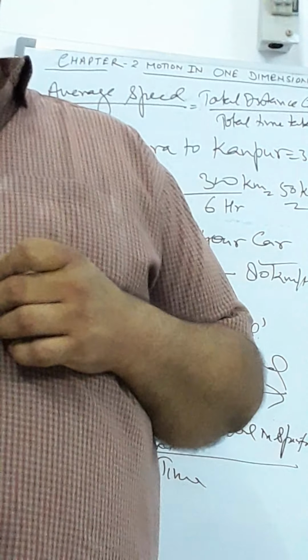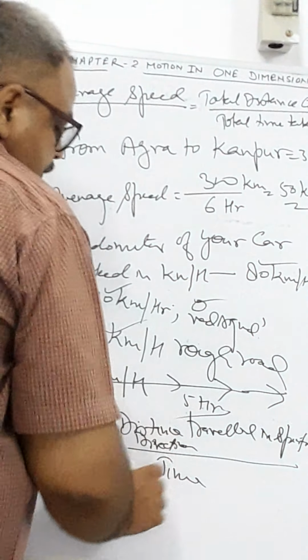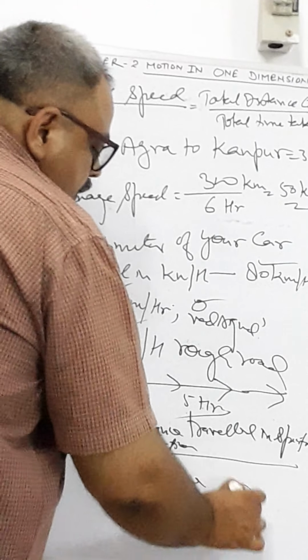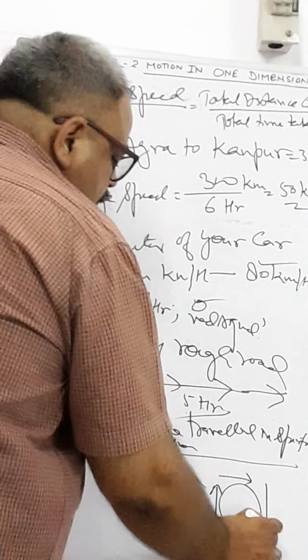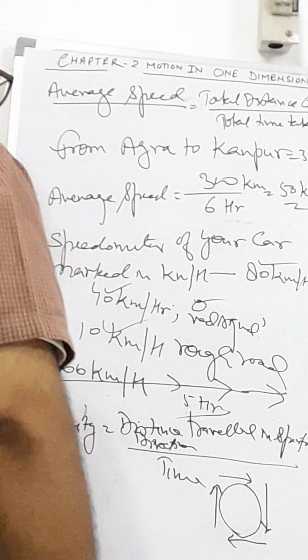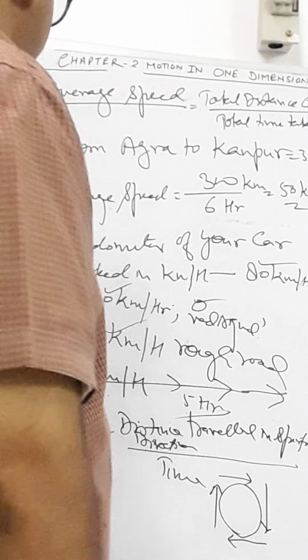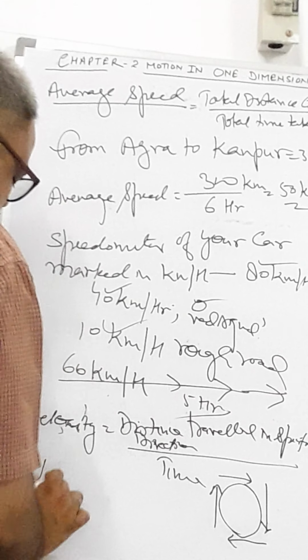Variable velocity also applies if the body is moving in a circular direction. One more thing: if a body is moving in a circular direction, then also it is variable velocity.